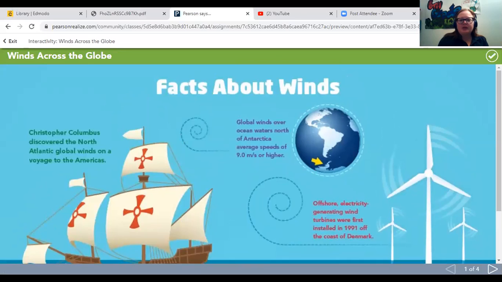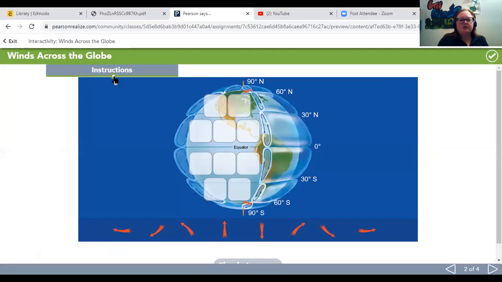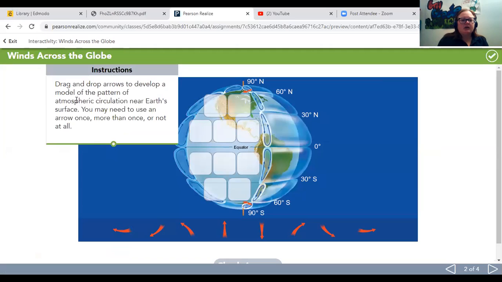This one is only 4 slides as well. If you see right here, 4, make sure you read all the information on the slides. Make sure you follow the instructions on here, drag and drop the arrows. So you have to move these arrows around and put them where they belong based on where they're supposed to go for this picture. I'm just putting them in any place.